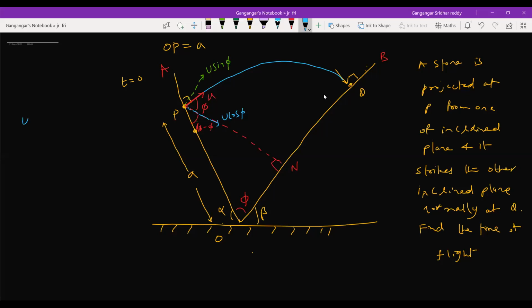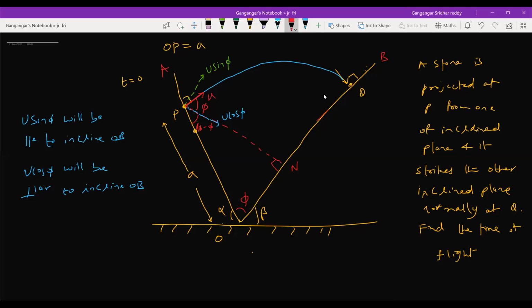U sine phi will be parallel to incline OB. U cos phi will be perpendicular to incline OB. Okay, fine. These are the things. So now what you're going to do, you're going to resolve this g. So resolve the g now.